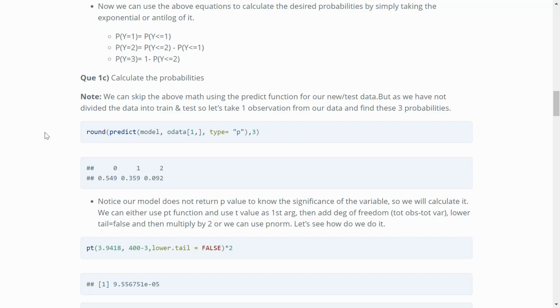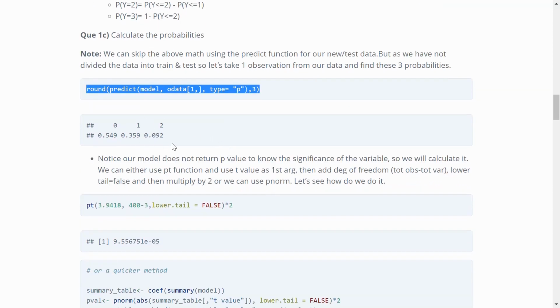So the predict function has the usual arguments. The first argument is the model. The second argument is the test data. But in this case, we don't have our test data, so we will give our original data. From the original data, we are only giving one observation here, just to demonstrate the process. And then we mention type is equal to p, which means it will return the probabilities. And then we are also rounding it to 3 places of decimal. We will run this and we'll get our probabilities as shown here.